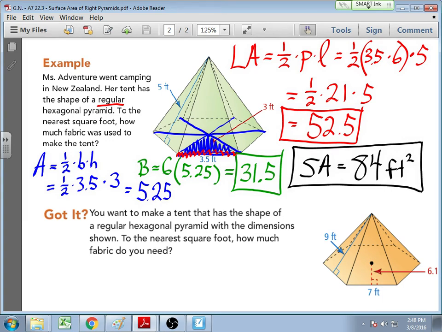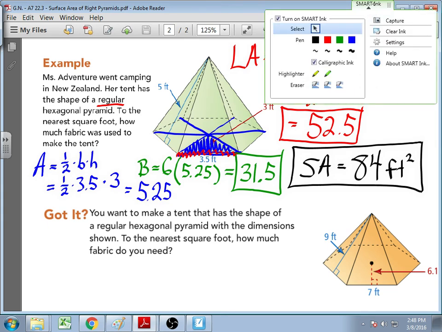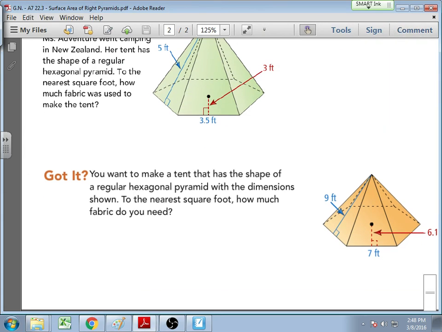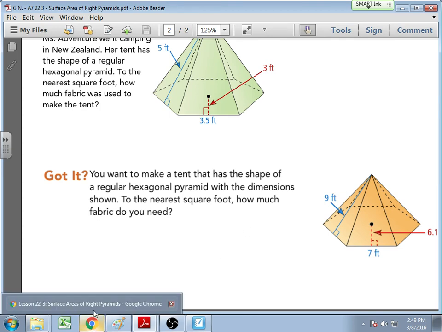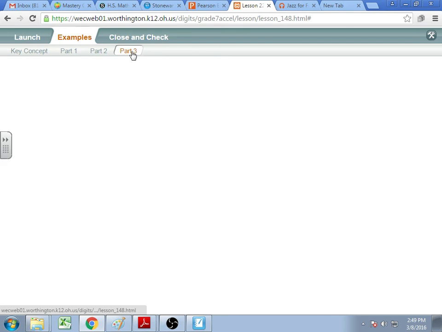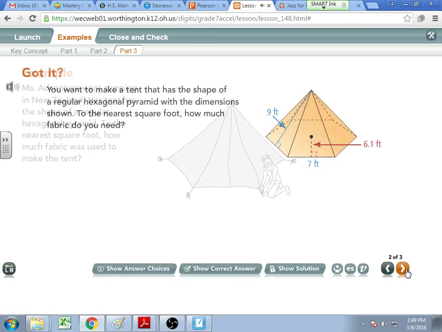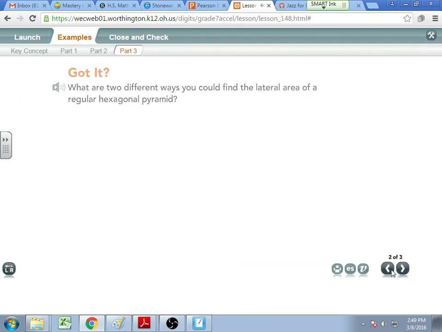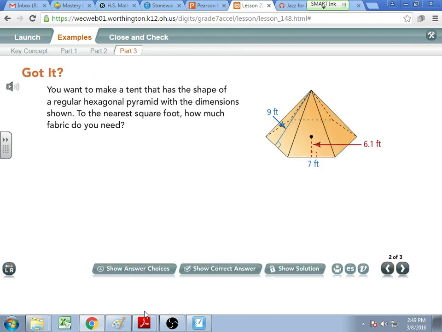Go ahead and pause the video to try to work the Got It problem. I am not going to work out the Got It step by step. I'm actually going to show the solution from Digits, so I'm going to pull that up real quick. While I pull that up, please make sure that you try this on your own so you can check if you really know what you're doing. So here's our Got It problem from our notes.